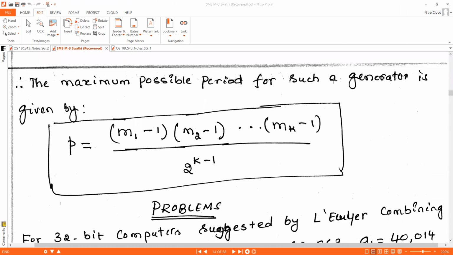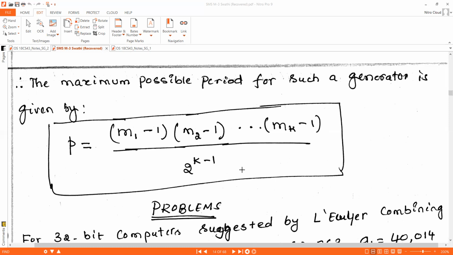Next, the maximum possible period for such a generator is given like this. The period will be p equal to (m1 minus 1)(m2 minus 1) up to (mk minus 1), whole divided by 2 power k minus 1. Okay, this is the formula to find the maximum possible period.